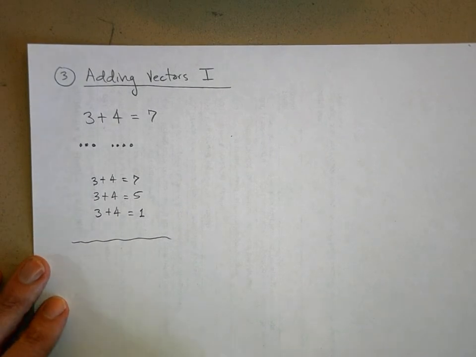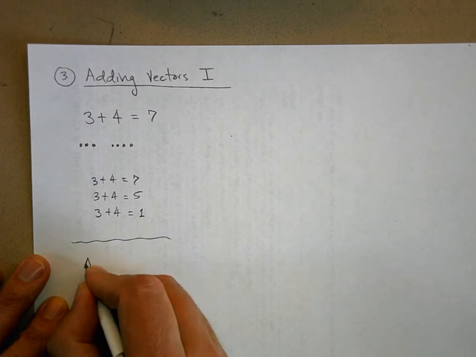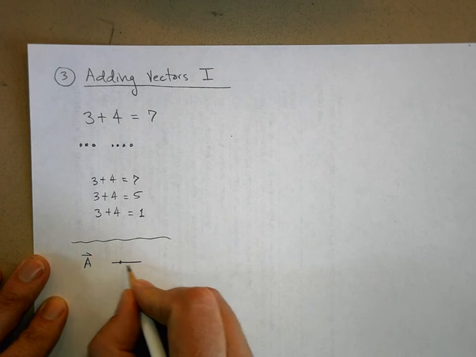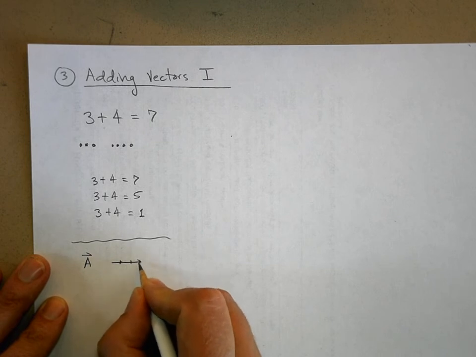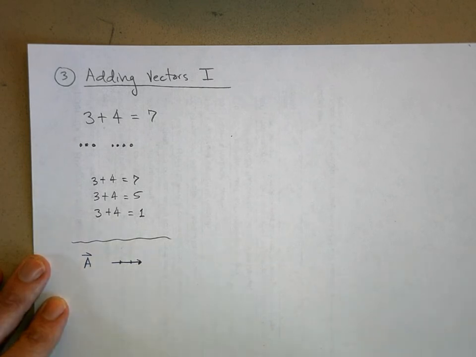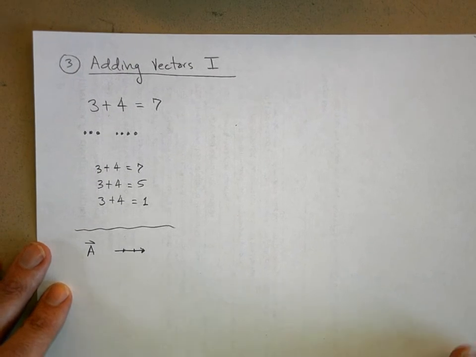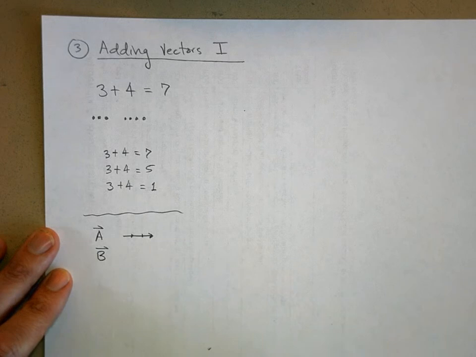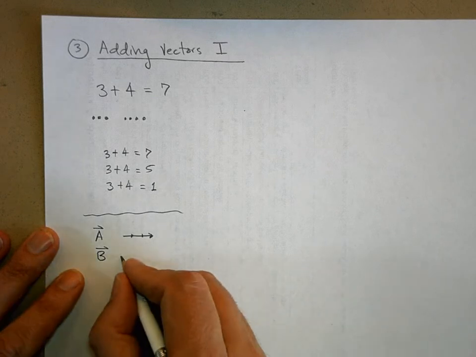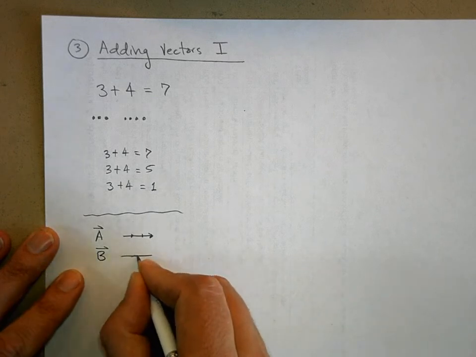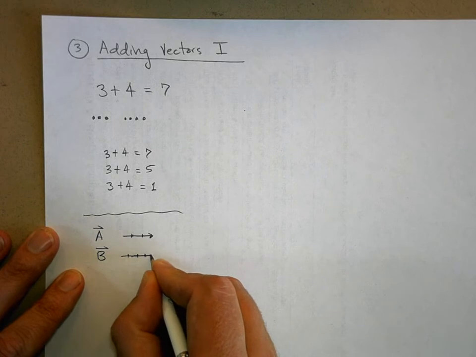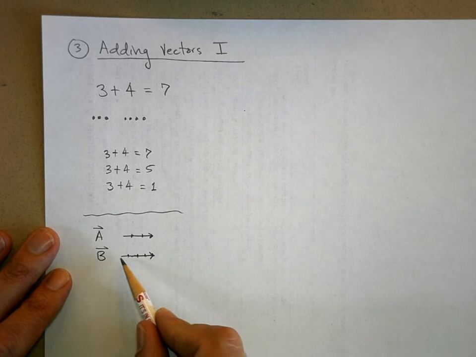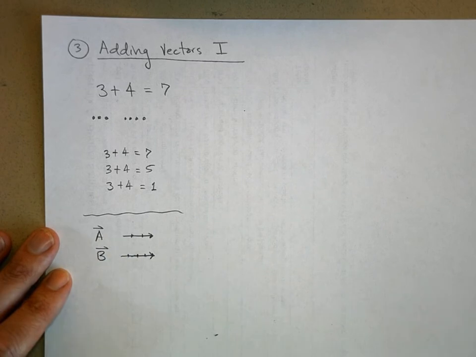Well, let me give you two vectors. Vector A will look like this. It will have 1, 2, 3 units of length long. They could be centimeters or meters or whatever you want. And then vector B, let's make vector B equal to 4 units. So there's vector B. So this is 4 units long, and this is 3 units long.